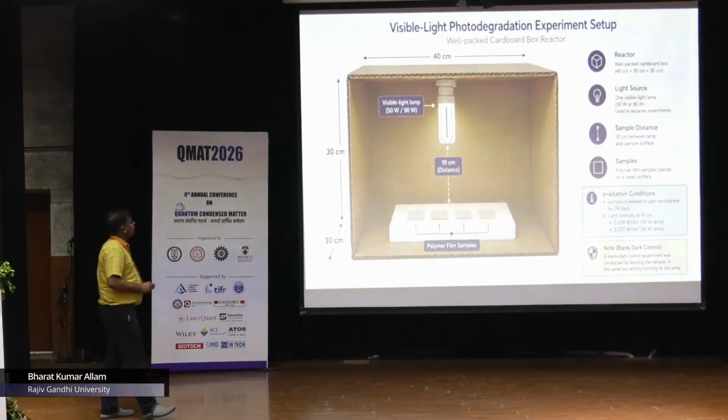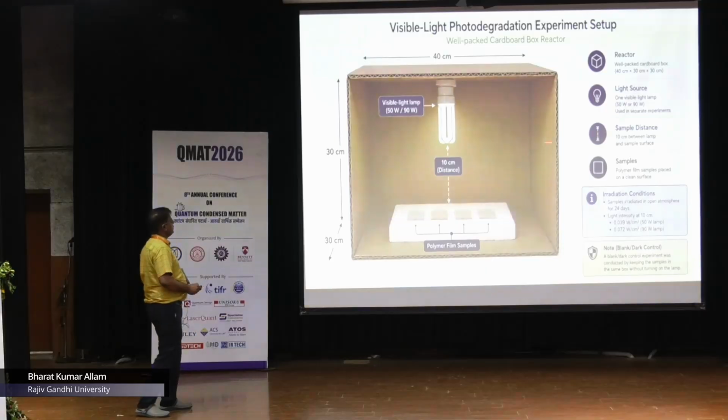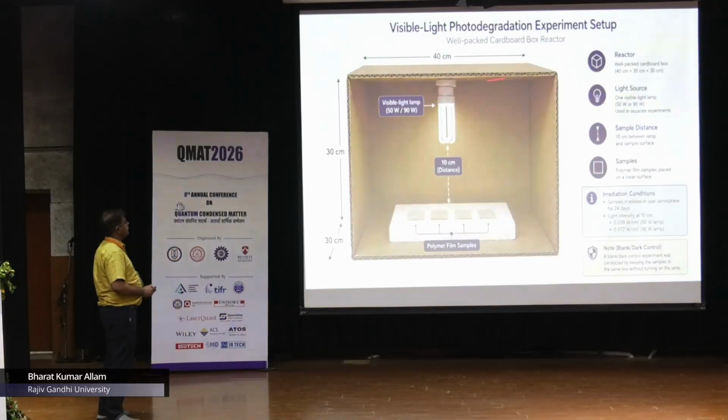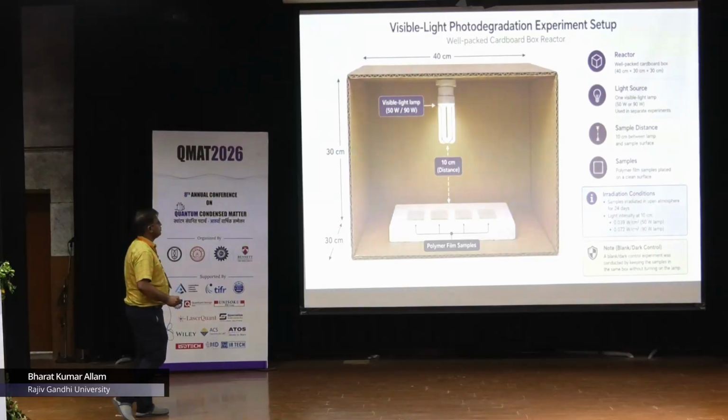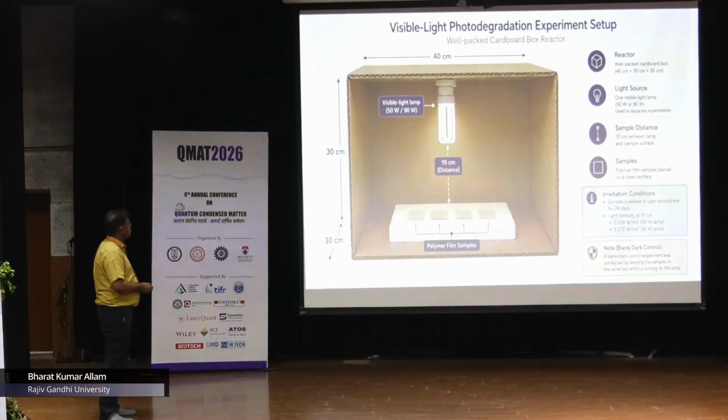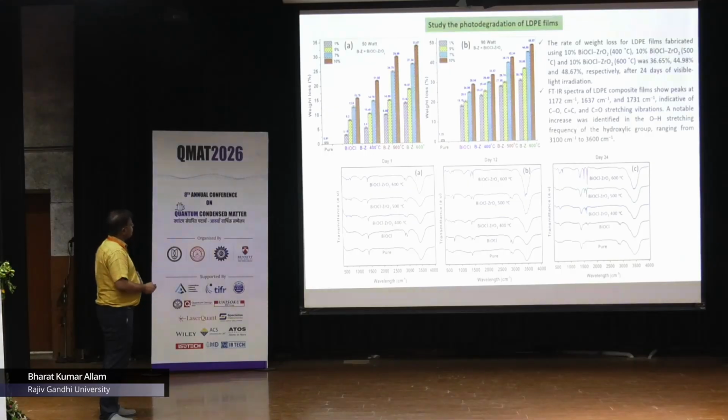After having those composite films, we set up our visible light photodegradation experiment. This is a model experiment, just a representative image. We used household fluorescent lamps, two types, 50 watt and 90 watt, and placed the films at a 10 centimeter distance. The light intensity varies: for 50 watt it is 0.039 watt per centimeter square, and for 90 watt it is 0.072 watt per centimeter square. After irradiation, we measured the weight loss of the LDPE composite films.